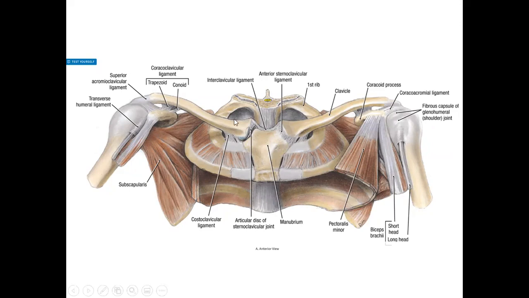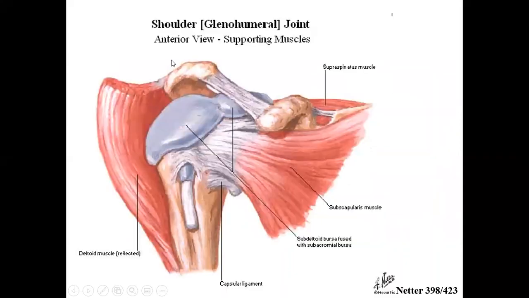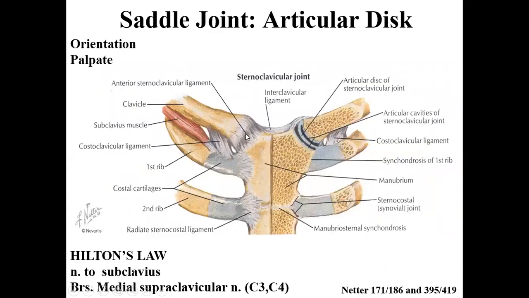But I believe those were all the important ligaments that I can recall getting tested on. Okay. Saddle joint, articular disc, or orientation plate. What about this is important?